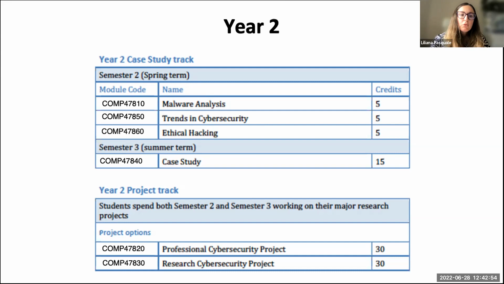Instead, if the student chooses to enroll in the project track, the student can choose between a professional or a research cybersecurity project. The professional project would be supervised by a practitioner and an academic, while a research cybersecurity project will be supervised by an academic, a member of staff in UCD who is doing research in cybersecurity. So these are extensive projects that require the students to, for example, produce a prototype or an artifact at the end to solve a practical or research cybersecurity problem.